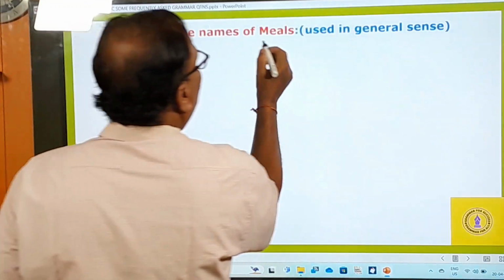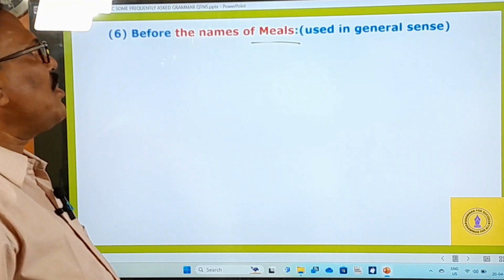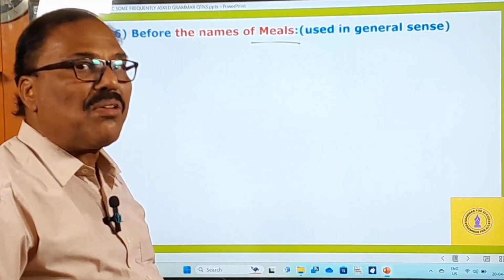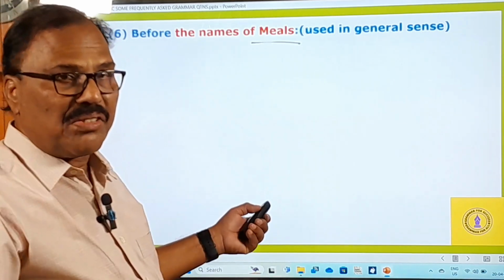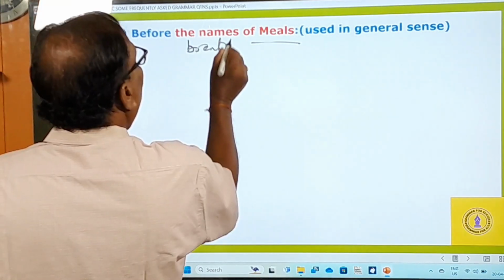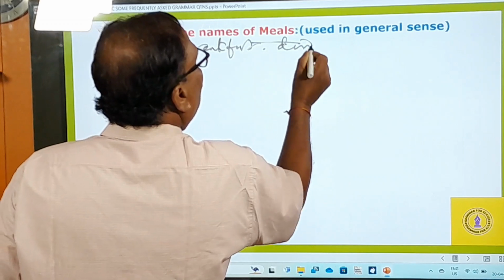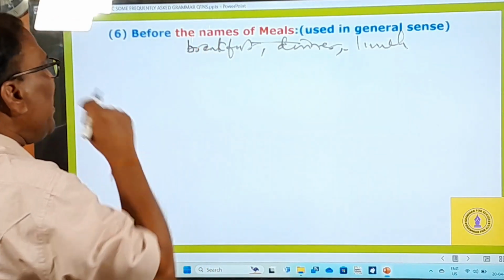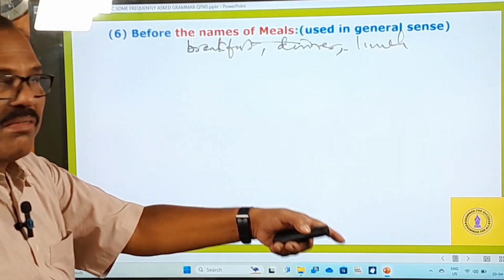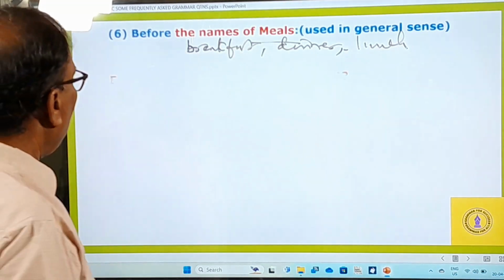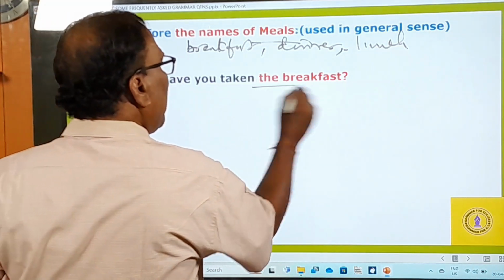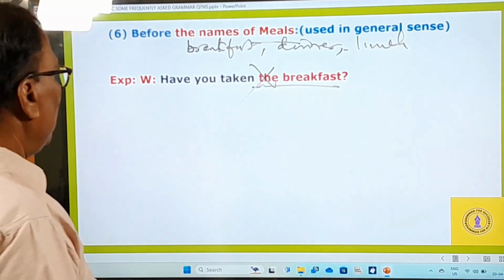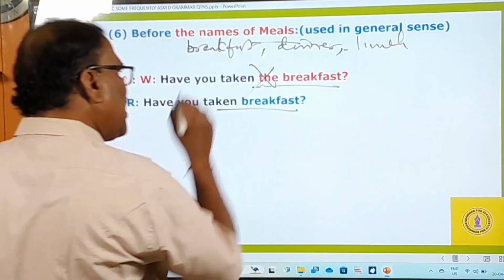Sixth one, before the names of meals, that's very important, used in general sense. Whenever you mention the names of meals in general sense, you should not use any article. For example, breakfast, dinner, lunch, supper. These are all the names of meals. Before them we should not use any article when they are used in general sense. For example, have you taken the breakfast? No. General. What should you say? Have you taken breakfast? That's enough.